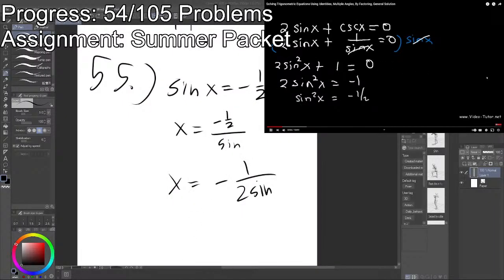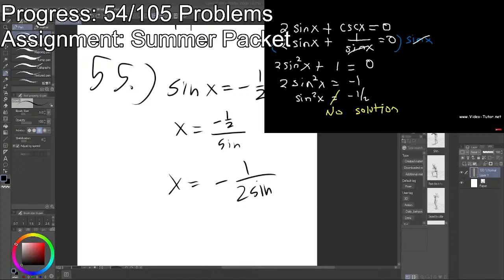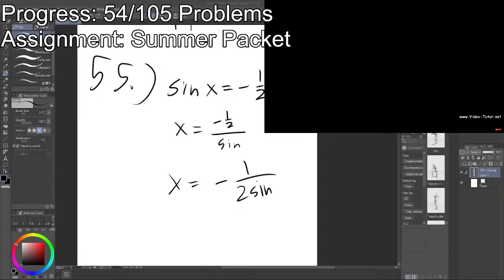Alright, so I keep it like that. Squared cannot... Whenever you square something, it can't equal a negative number. So therefore, there's no solution for this one. True. So that's it for that problem.